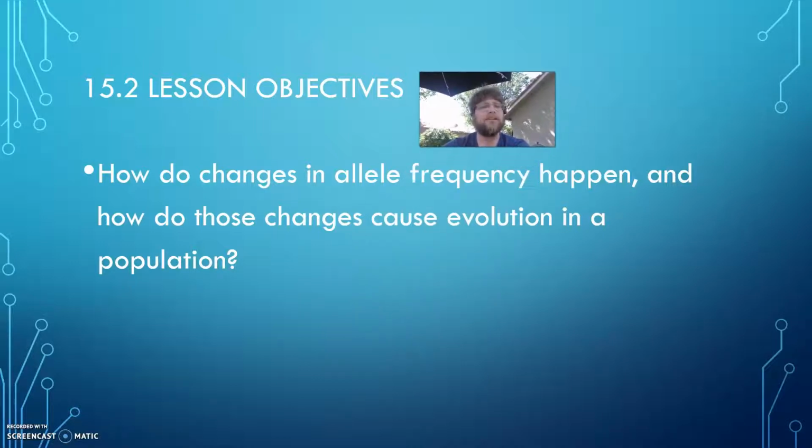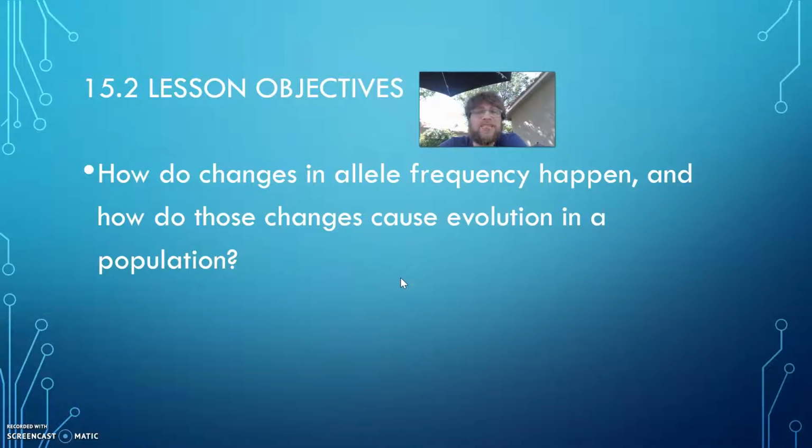Alright, in our 15.2 mechanisms of evolution, that is what we are reading and learning about this week. And our objective is, how do changes in allele frequency happen? And how do those changes cause evolution in a population? And in a video I made earlier today, I discussed allele frequency. I discussed genetic equilibrium. So if you need help with that part of the 15.2 video, watch that video.